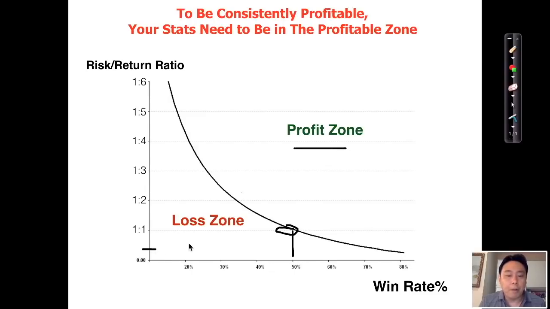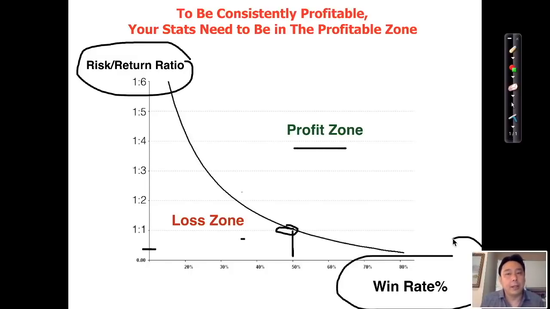So the idea to get profitable is two things. Number one, you have to increase your risk to return ratio and or increase your win rate. Okay, simple as that. So how do you do that? Let's take a look right now.